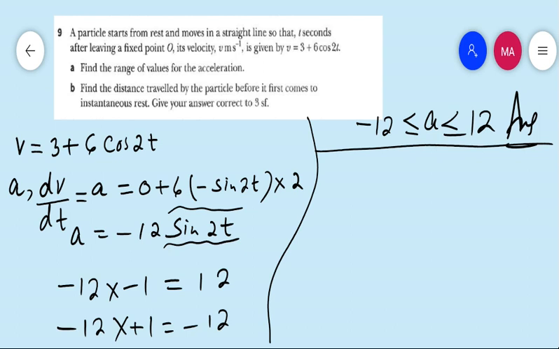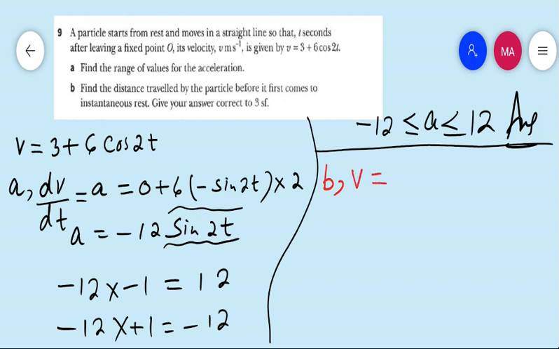Move to part B. But for part A, you must keep in mind the range of the maximum value of sine or the maximum value of cos. Both have plus 1 and minus 1, maximum value and minimum value. Now part B is: find the distance traveled by the particle before it first comes to instantaneous rest.